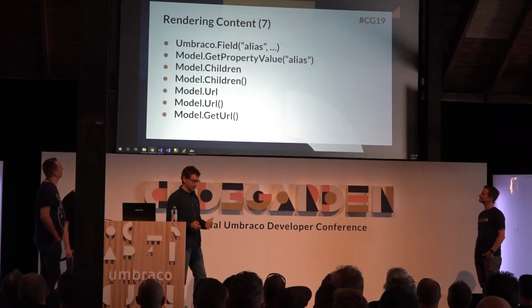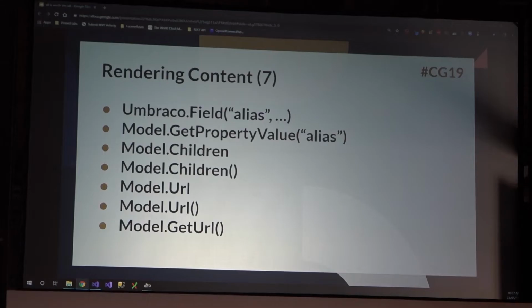How do you render content? That one is very interesting. How many ways do you know to render a field in Umbraco 7? I think that I only have 2 here, field, Umbraco field and model get property. I think there are possibly 3, 4, 5 different ways to do things. Again, it's very hard to learn.